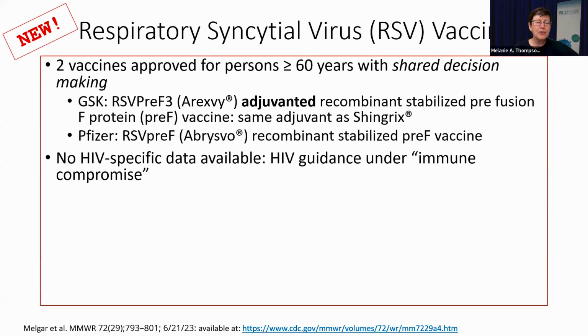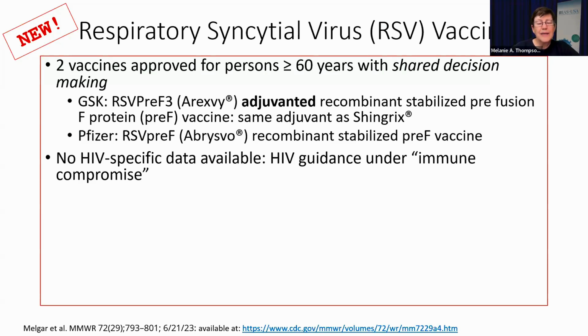So let's shift to respiratory syncytial virus, RSV vaccine. We now have 2 new vaccines approved for people 60 years old and older. And we give these with shared decision making, and we'll talk about that. But the 2 vaccines are from GSK and Pfizer.